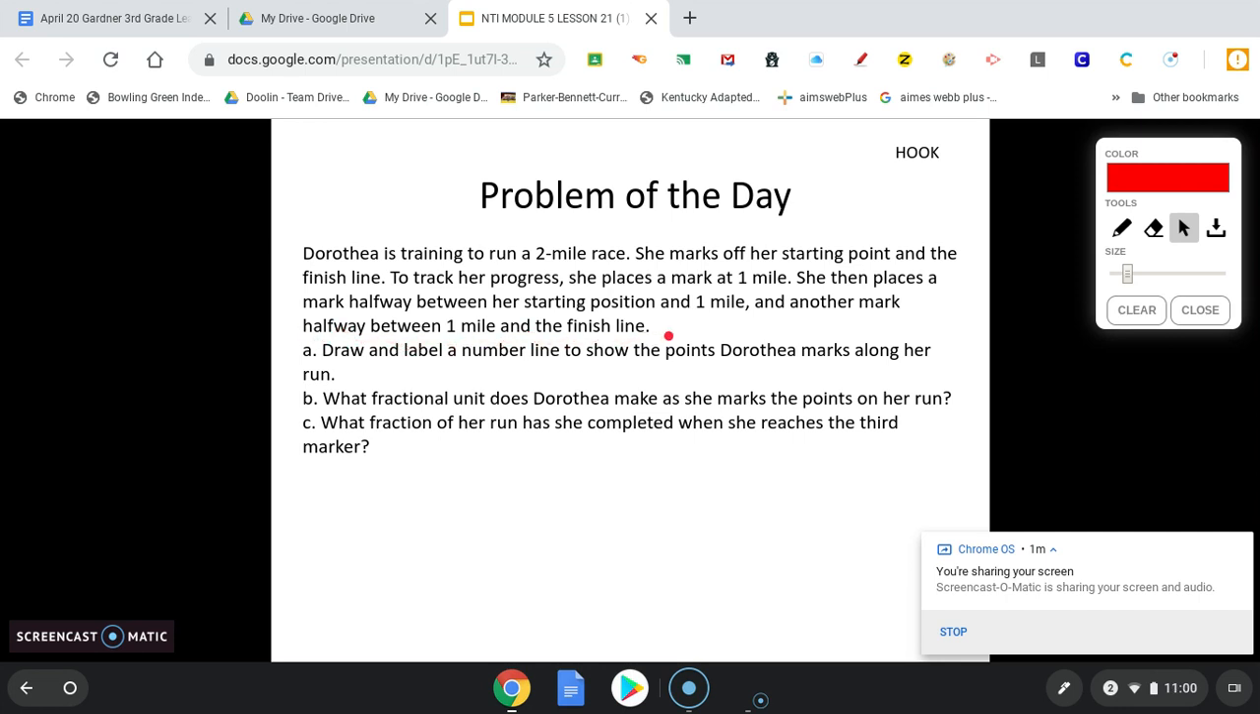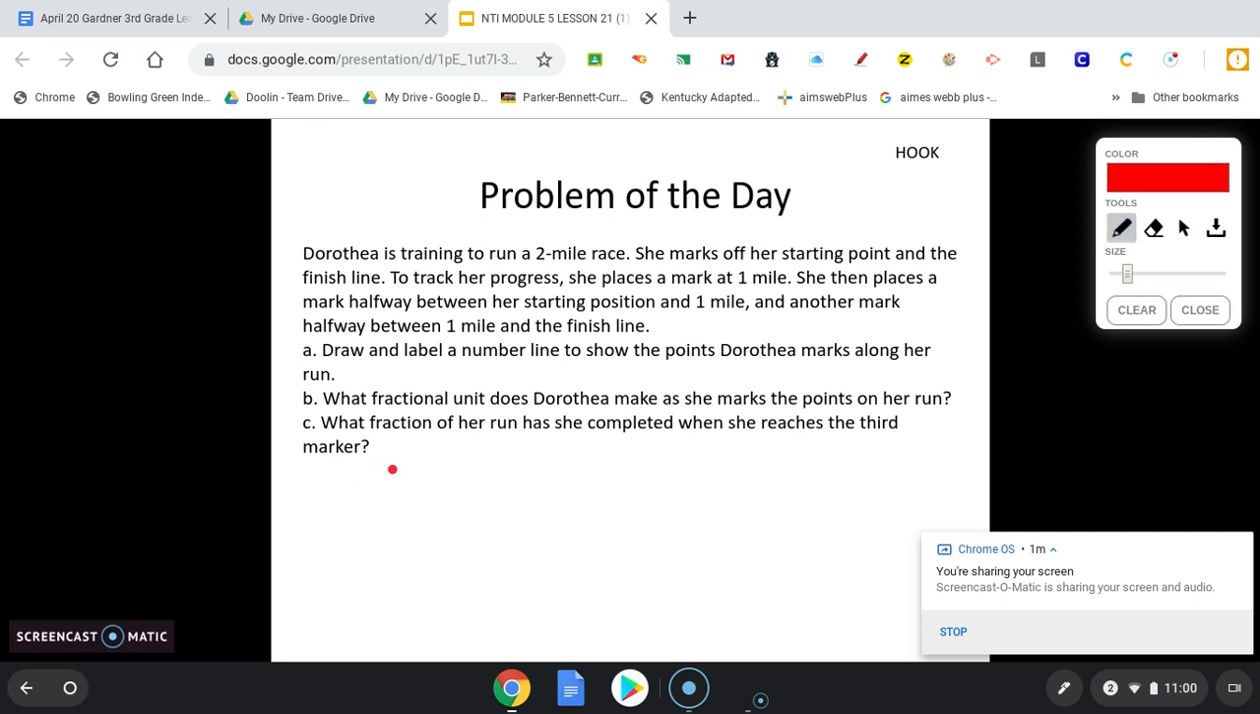and the finish line. So now it tells us A, to draw and label a number line to show the points Dorothea marks along her run. Also, B, what fractional unit does Dorothea make as she marks the points on her run? And C, what fraction of her run has she completed when she reaches the third marker?